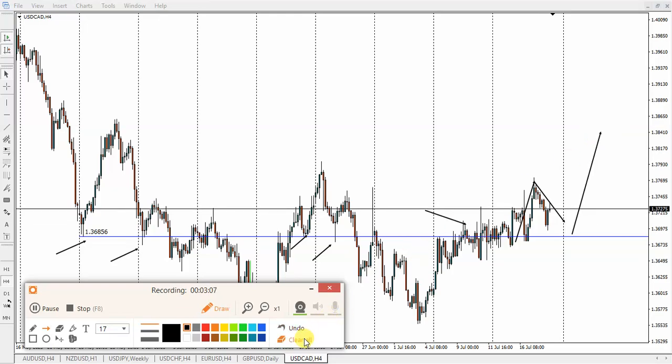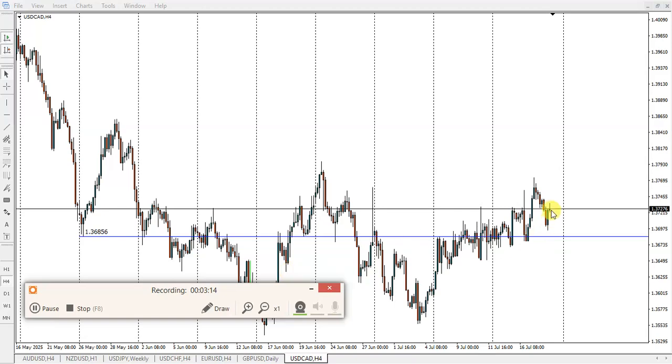Let's prove this. How do we find our targets in this case? Let's take out our drawing tools. Since price made a high here, another high here, and this was last week's high, what we're going to do is find the standard deviation of this high. Because today is Friday the 18th of July, we find the standard deviation of this level from this swing high to this low that we've marked.